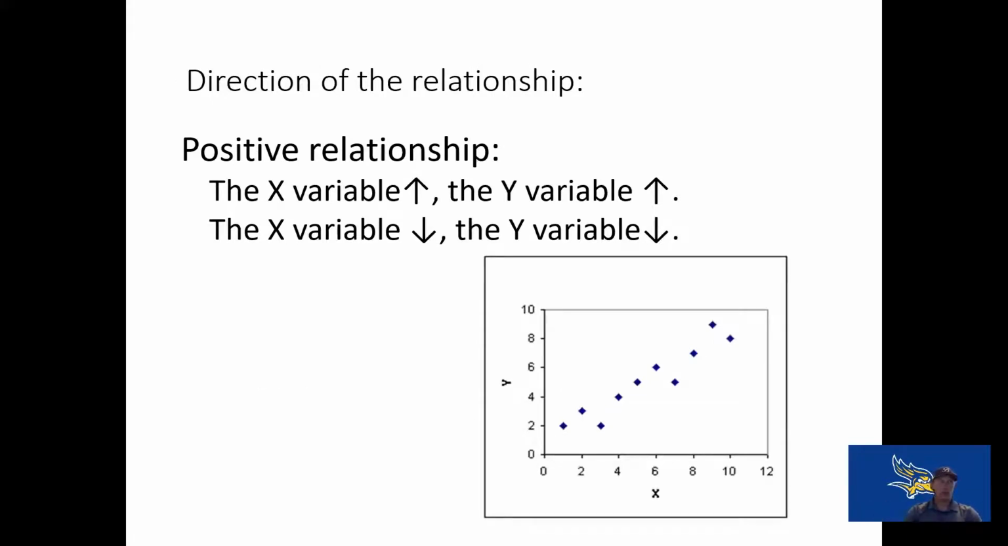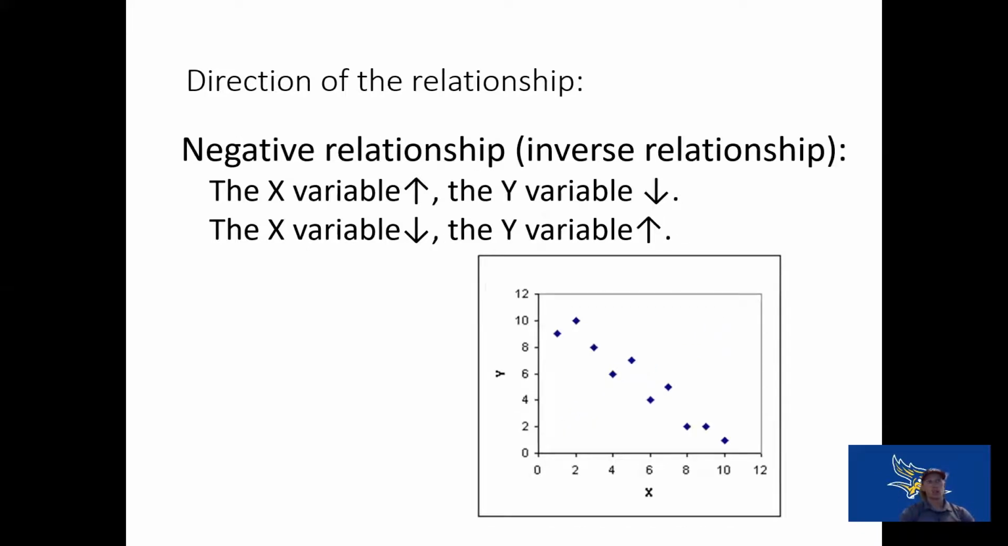So let's get more into that. We have two different directions. We have positive and negative relationships. A positive relationship means that as the x variable goes up, the y variable goes up. Think of these as the two axes here. You can see them on the graph here. As one variable goes up, does the other variable also go up? Or as one variable goes down, does the other variable also go down? So in a positive relationship, each variable moves in the same direction. So as one goes up, the other goes up. As one goes down, the other goes down. Okay.